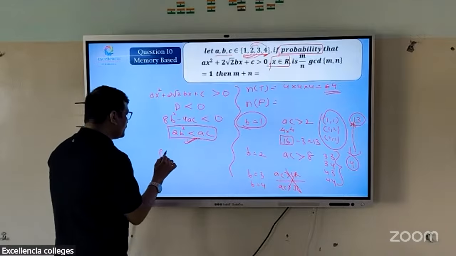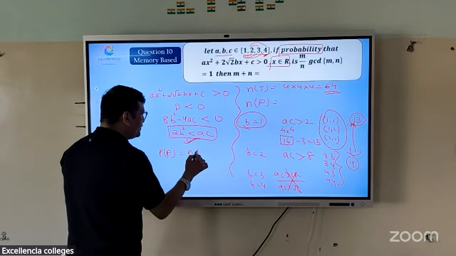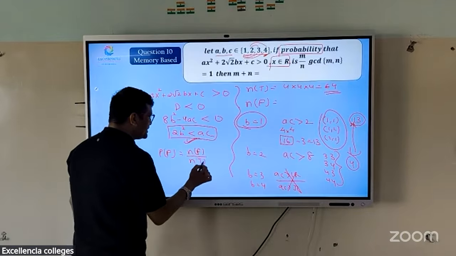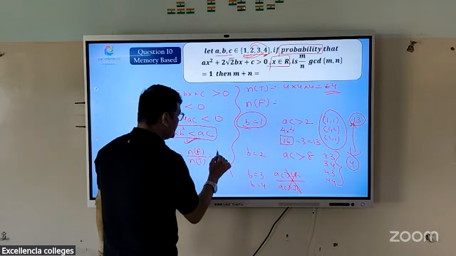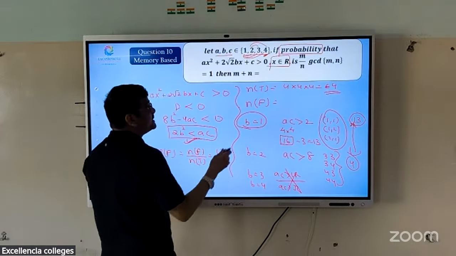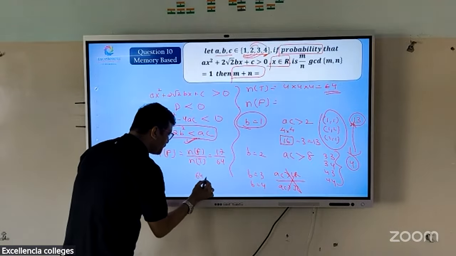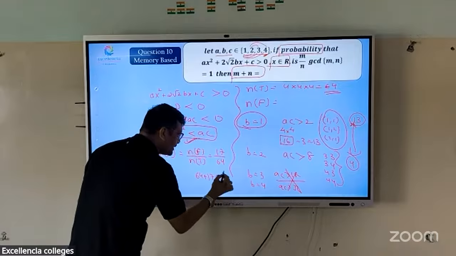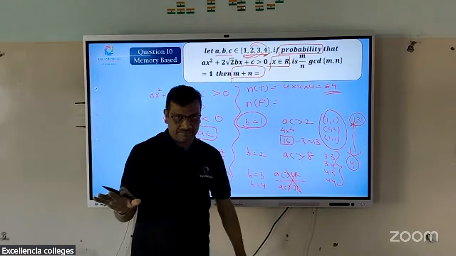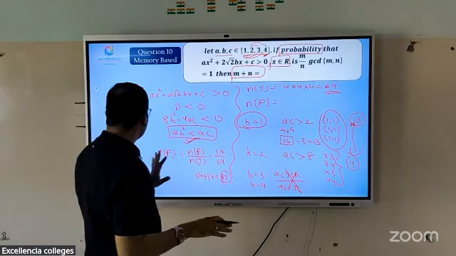So the probability is the number of favorable cases by the total number of cases, that is 17 by 64. He's asking to find the GCD and present. So 64 plus 17. Anyone getting it was correct, right? So this is the question.